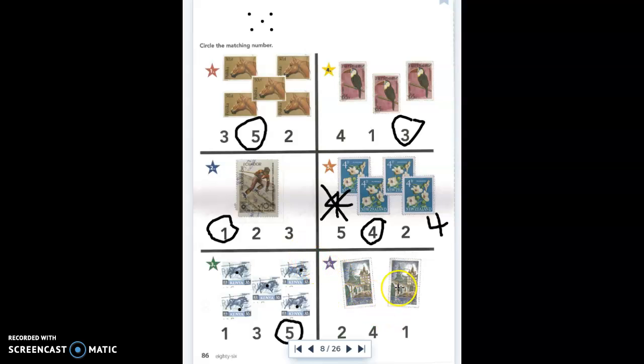At the bottom, by number 6, we have 2 stamps, so we'll circle the number 2. Okay? Easy peasy, we're all done for today.